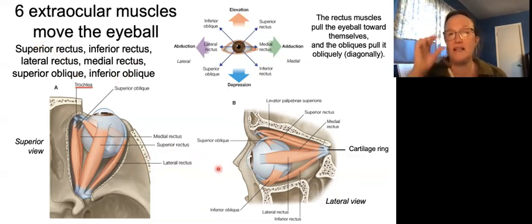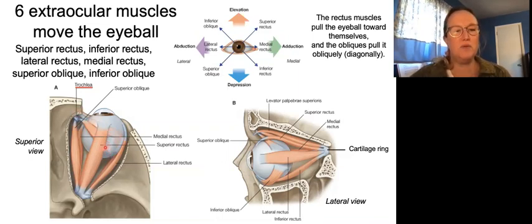The word oblique means diagonal, and these muscles attach to the eyeball on the side and then move diagonally across it. The inferior oblique muscle is fairly simple, and you can see it through the eyeball here. We're looking down towards the bottom. It runs across the bottom of the eye towards the medial side of the orbit.